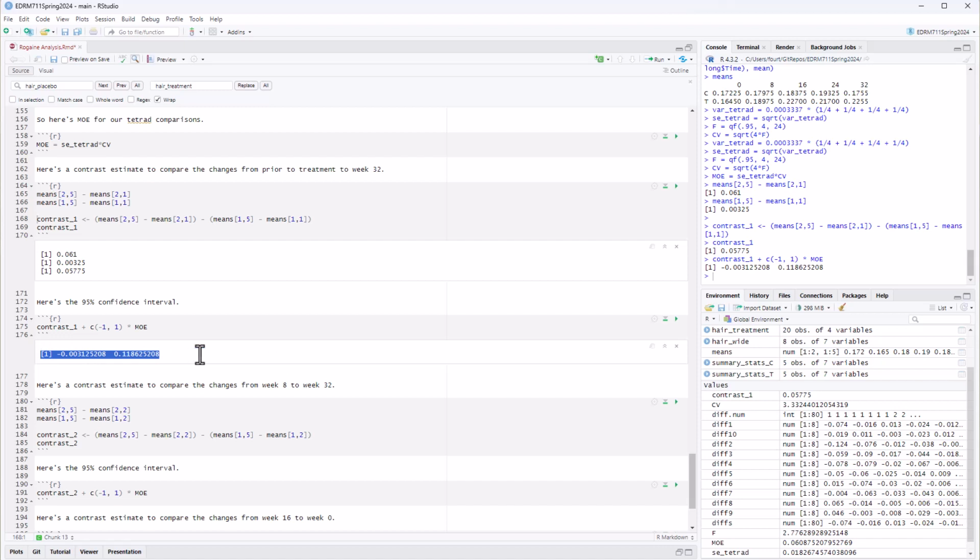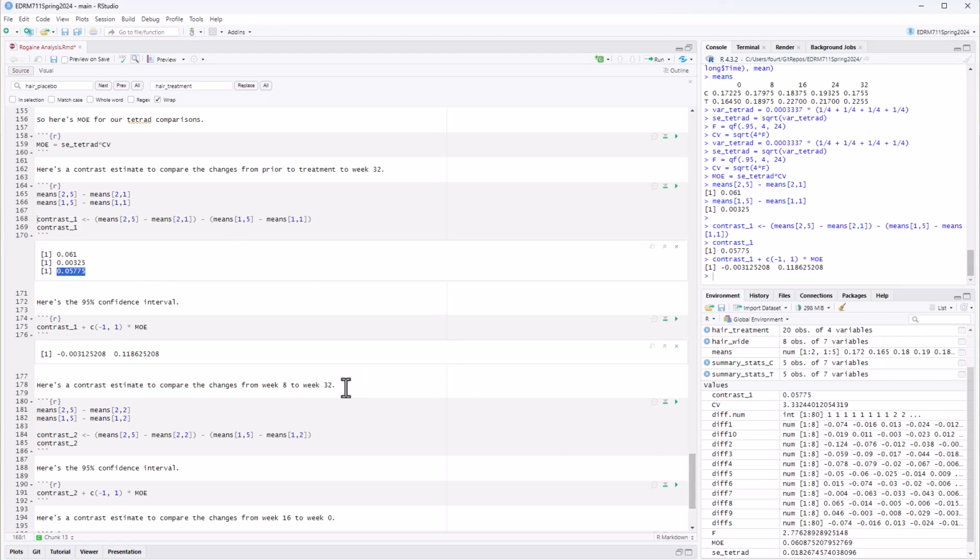do a bigger study. My interval's too wide. Why? Because I have a lot of instability. Now that's concerning because that 0.05775 looks good, but am I confident I'm going to get this if I do the study again? Not really.